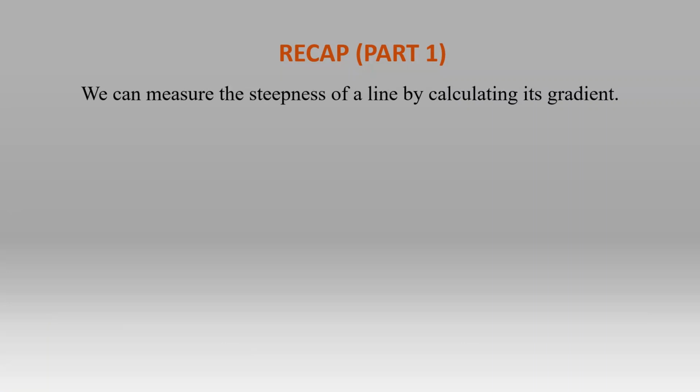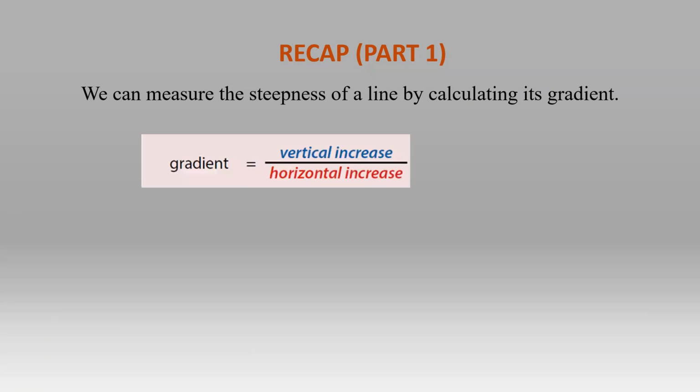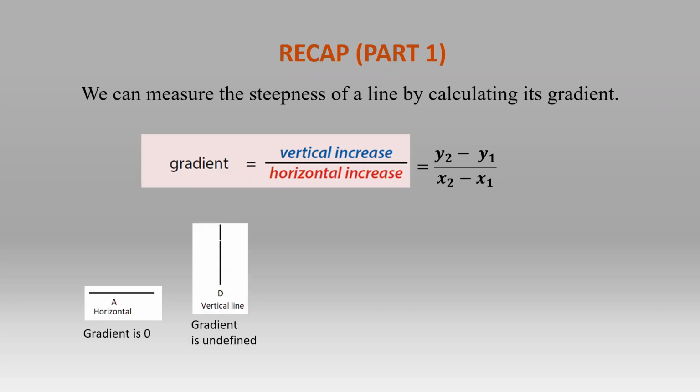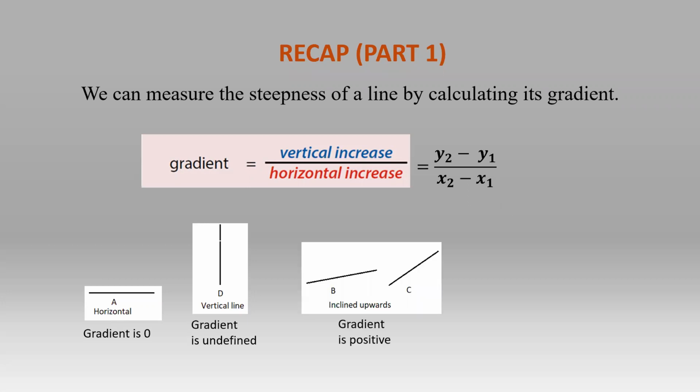Let us have a recap on part 1 of this series. In part 1, we learned that we can measure the steepness of a line by calculating its gradient. Gradient is equal to vertical increase over horizontal increase, and the formula is y2 minus y1 over x2 minus x1. We also learned that horizontal lines have gradient equal to 0. Vertical lines have gradient undefined. Lines that are inclined upwards have gradient positive, and lines inclined downwards have gradient negative.